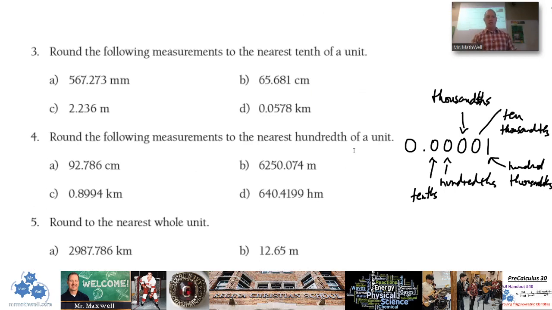I do want to talk about this as well, though. Rounding measurements. I find that this is still a little bit difficult when you don't review. When you round a number, that means you're shortening it, and the last digit is where you round it to.